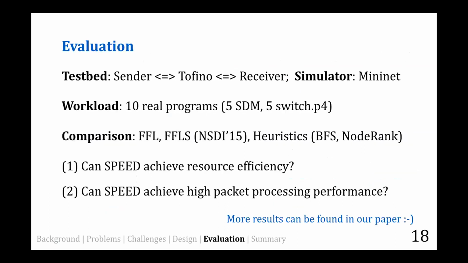We evaluate SPEED on a testbed comprising a Barefoot Tofino switch and several servers. We also use Mininet to simulate large wide area networks to test SPEED at scale. We choose 10 P4 programs to evaluate SPEED. 5 of the programs are used for software-defined measurement, while another 5 programs are extracted from switch.p4. We compare SPEED with several heuristics for program deployment. We evaluate SPEED to answer 2 questions. First, can SPEED achieve resource efficiency? Second, can SPEED achieve high performance? More results can be found in our paper.